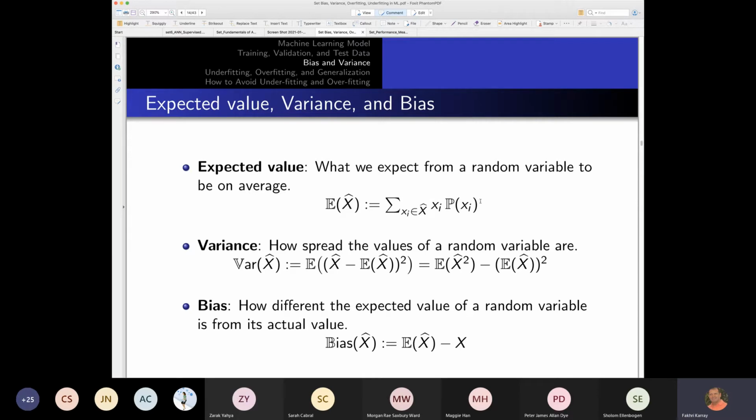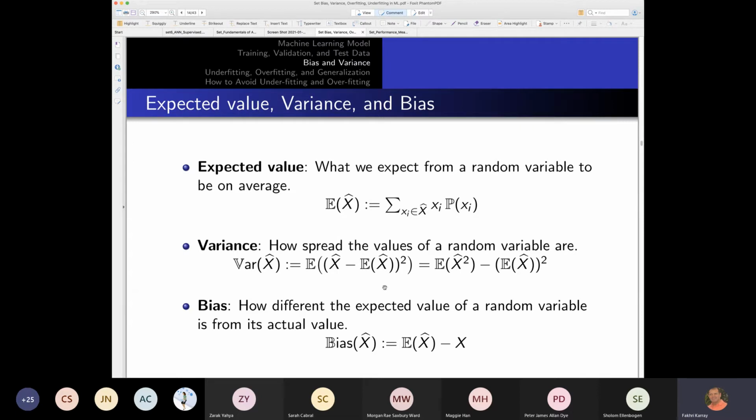So we have the expected value. Of course, the expected value, as we all know, in the discrete form for random variables, is the summation of all the xi times the probability for that particular variable. So this is the expectation of x, or the expected value.